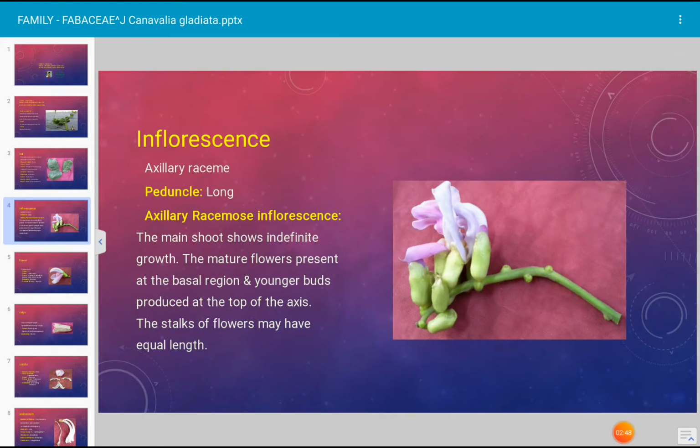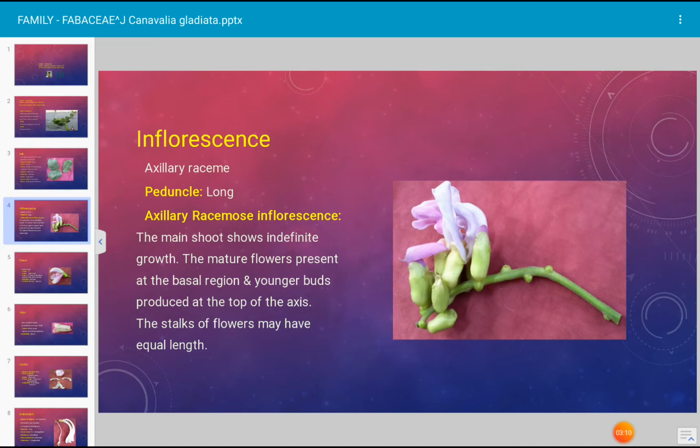Inflorescence. The inflorescence of Canavalia gladiata is axillary raceme type of inflorescence. Peduncle, what is peduncle? Peduncle is the stalk of the floral axis of the plant. Peduncle is long. And what is axillary racemose type of inflorescence?